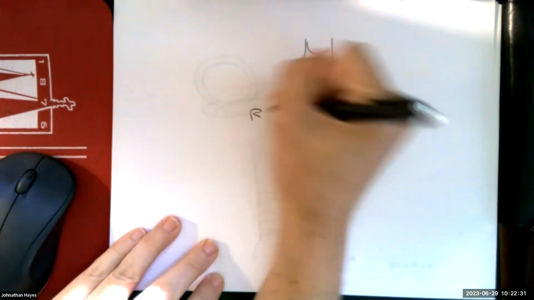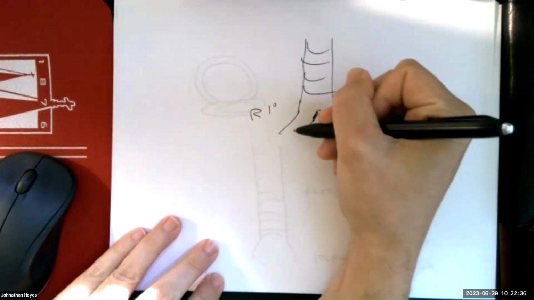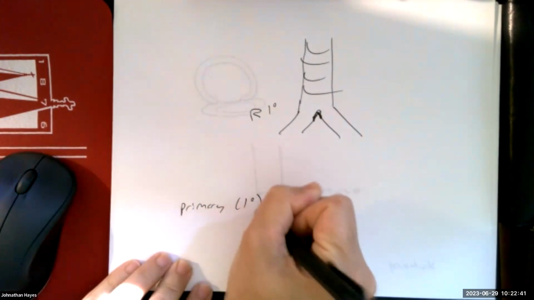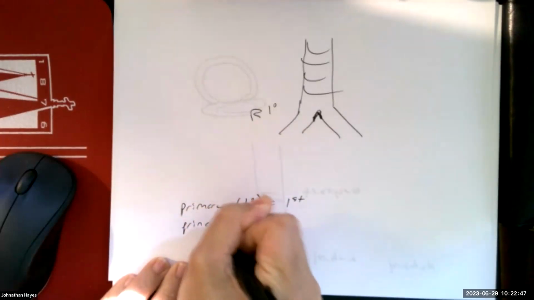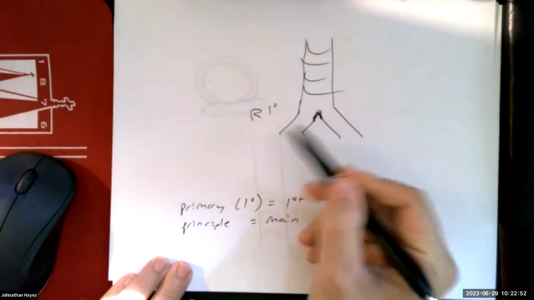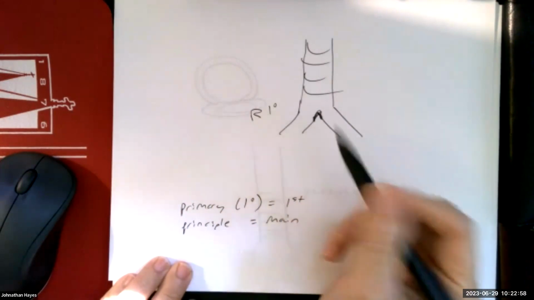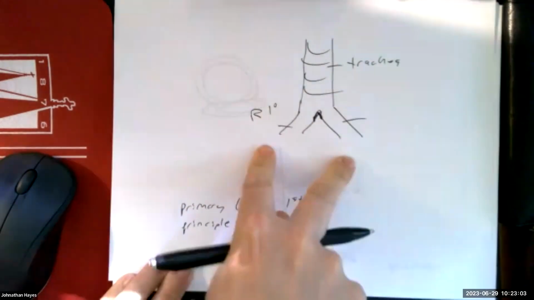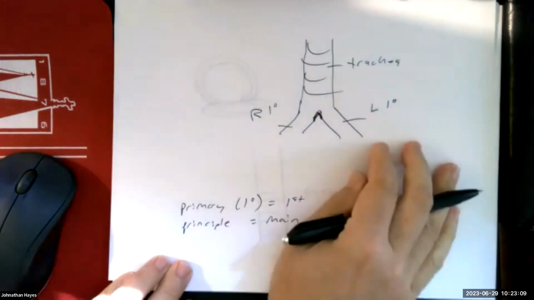So we might call this the right primary branch, or you could call it the right principal branch, because primary, which we just abbreviate with a 1 degree sign, means first, right? But you could also call it principal, which means main, right? So this is the right principal bronchus, it's the right main branch, or the first branch going to the right. So right primary bronchus or right principal bronchus. So this is trachea. These are the beginning of the bronchial tree. So you've got the right primary bronchus and the left primary bronchus, also known as right and left principal bronchi.